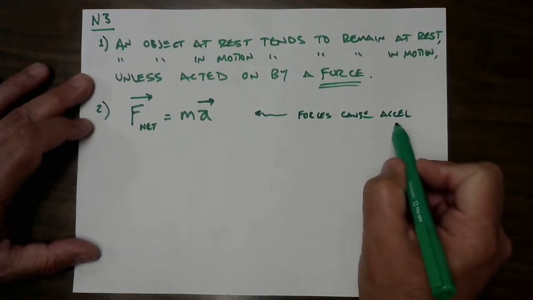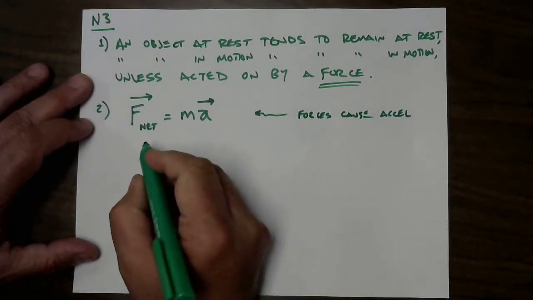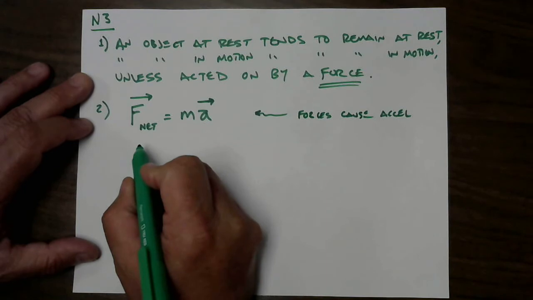And if you see acceleration, you can deduce that there's a net force. Now, what does this word net mean? Net means an algebraic total.